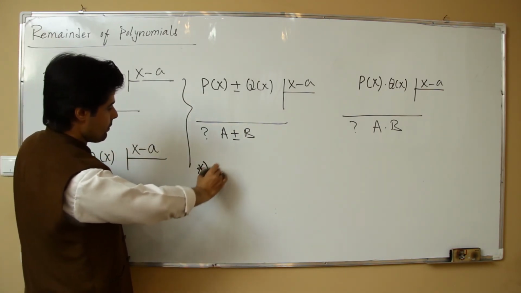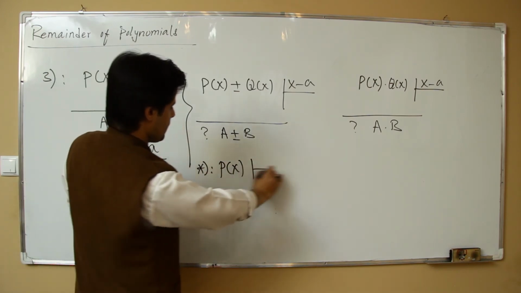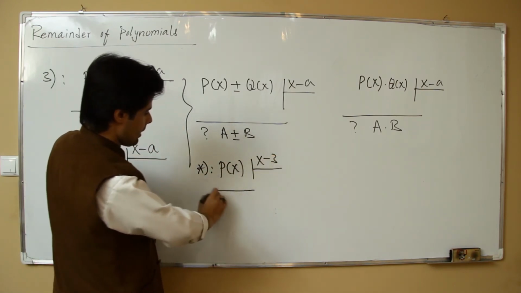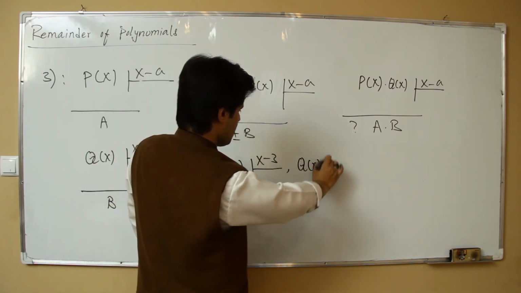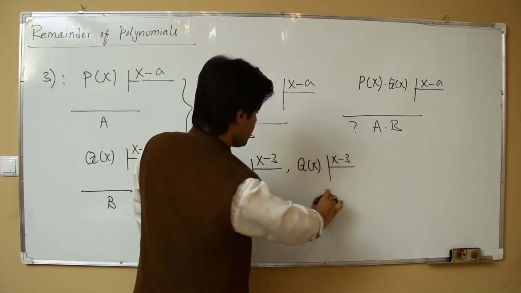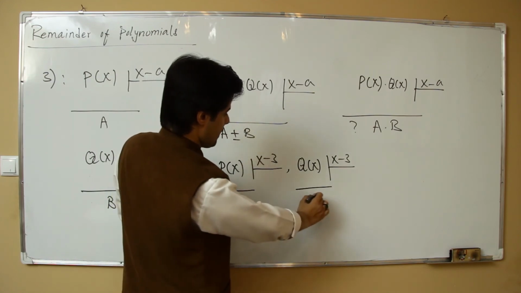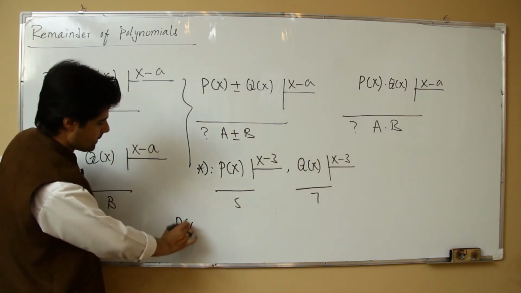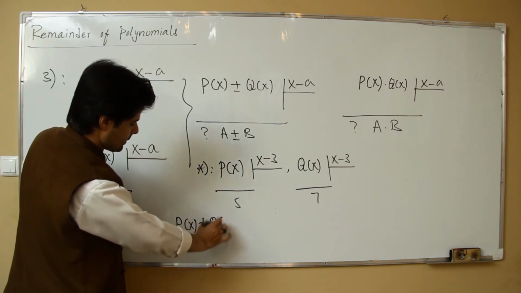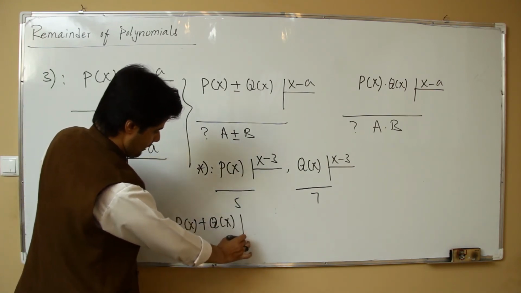For example, we have p(x) divided by x minus 3, then the remainder is 5. And we have q(x) divided by x minus 3, nothing else. The remainder is, for example, 7. If I say p(x) plus q(x) divided by what?